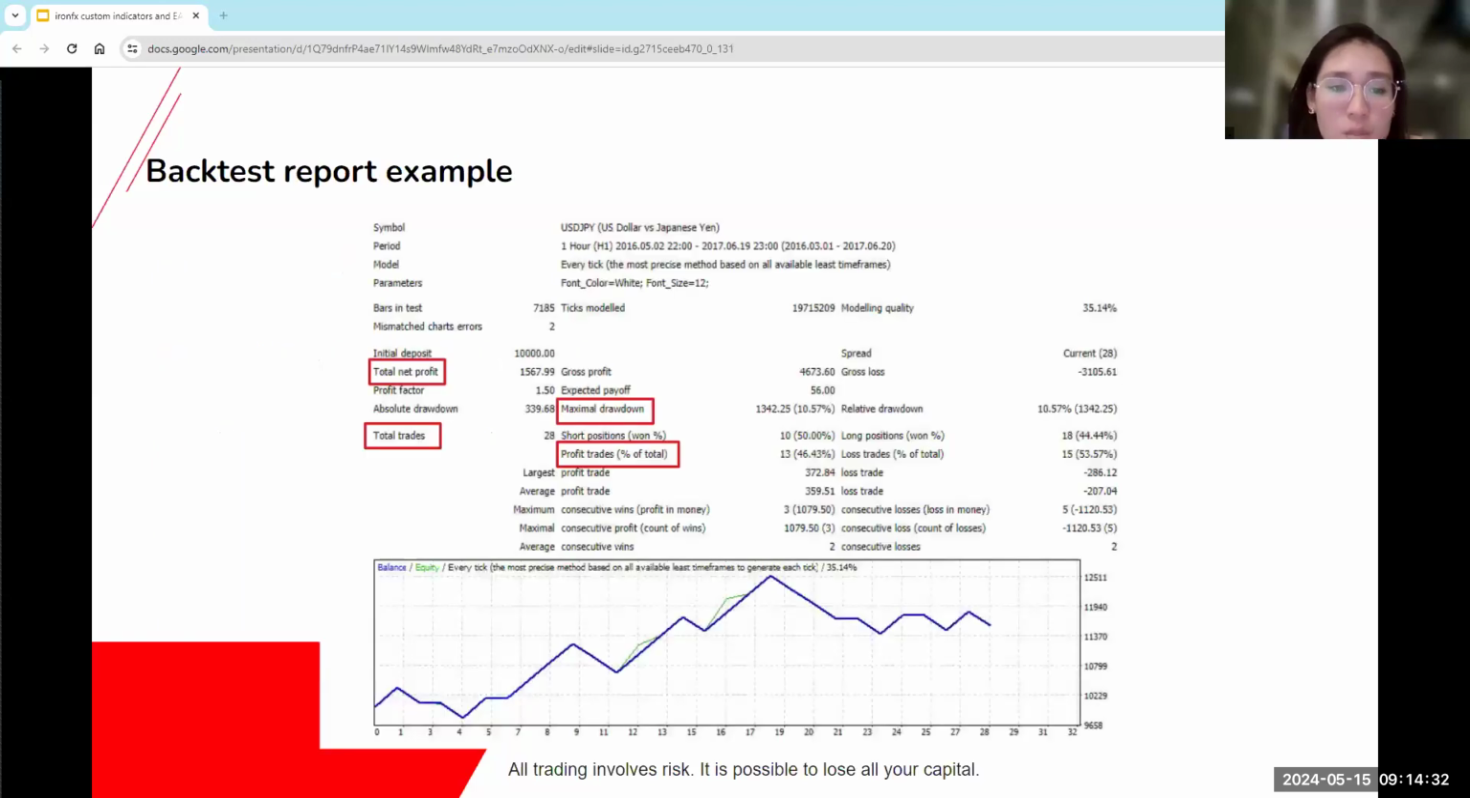So this is an example of what your backtest report looks like, and there are 4 key areas that you will need to look at when you produce your backtest report in MT4. So that would be those highlighted here: your total net profit, maximum drawdown, total trades, and profit trades.